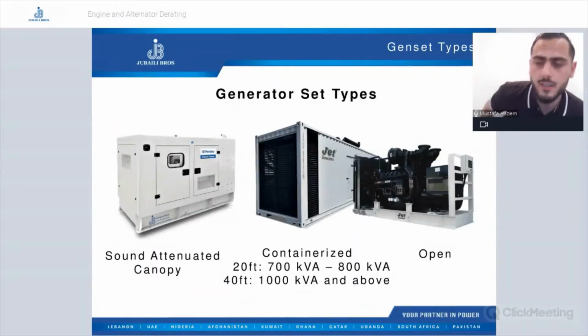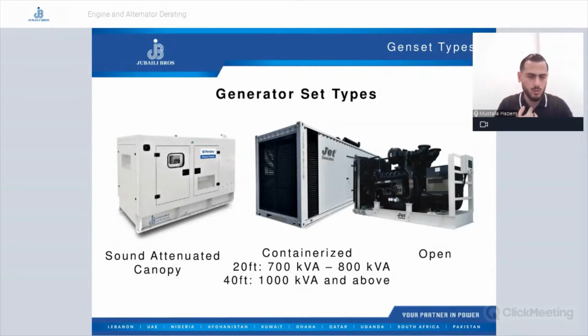Now, when it comes to our generator types, there is the open type that we all know. We have the canopy type and we have the containerized type. What is the point, or why do we use containers instead of canopies at bigger capacities? Our goal is to reach 80 to 85 dBA sound level at 3 meters. So it's really difficult to reach this noise level at higher capacities when we are using a canopy, and therefore we use containers. 1,000 kVA and above, we also go for the 40 feet container type to ensure that the sound level emitted is in that range, 80 to 85 dBA.